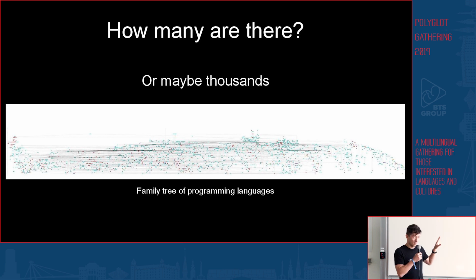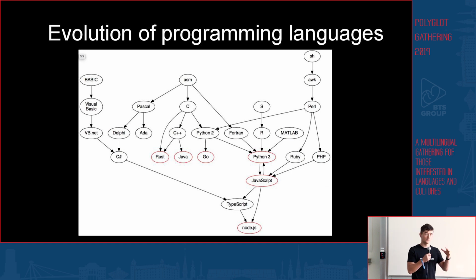This is actually a family tree of programming languages, if you can't see it really clearly. And here is a simplified family tree, where the majority of the top 10 languages used nowadays appear. You can see that it's quite similar to how natural languages copy from each other. They evolve, they have similar features, and they are influenced by one or more languages, right?